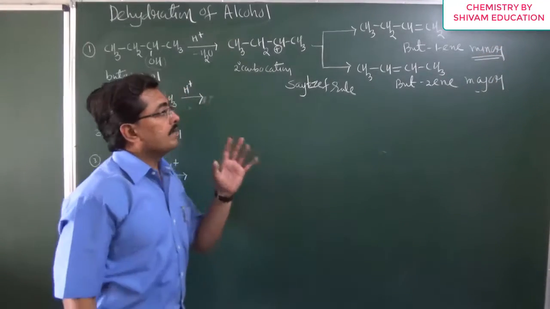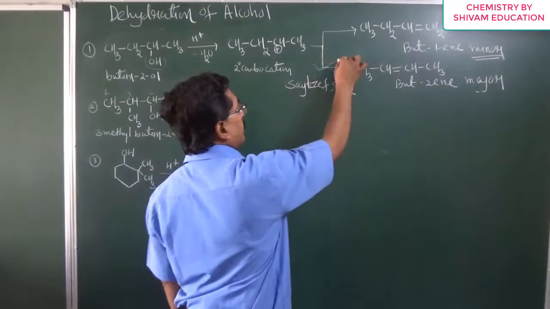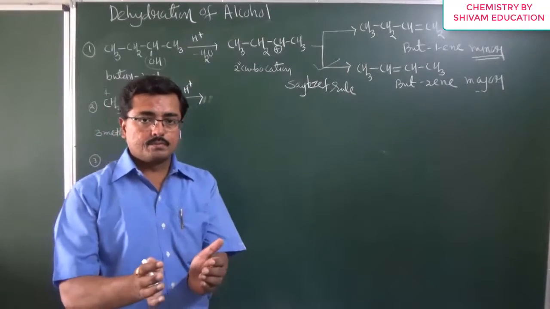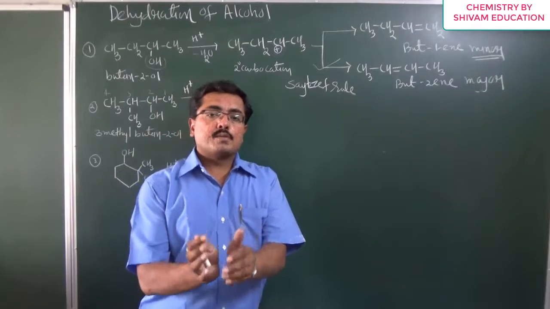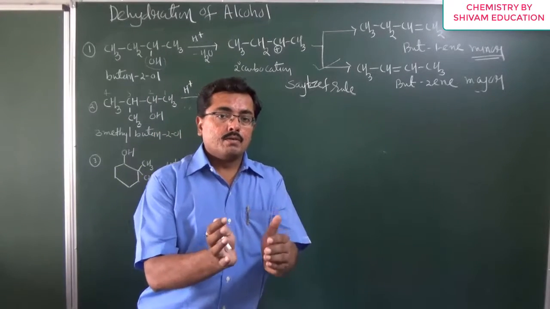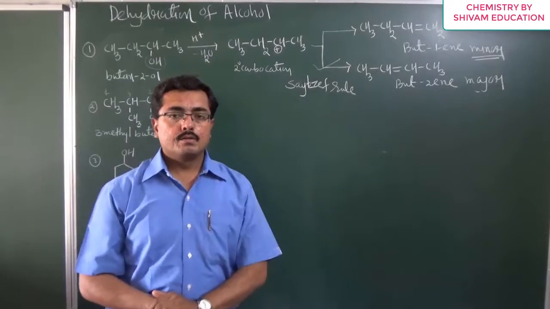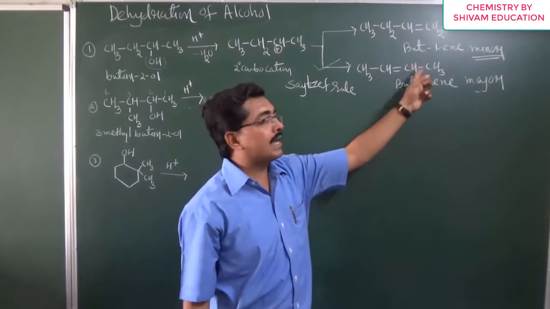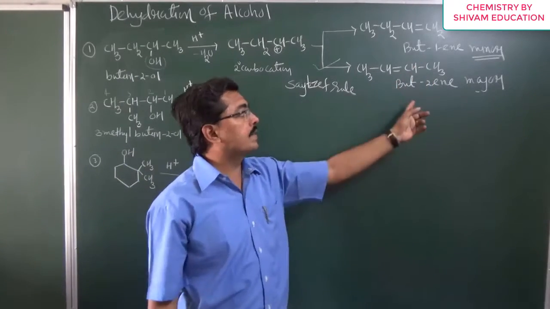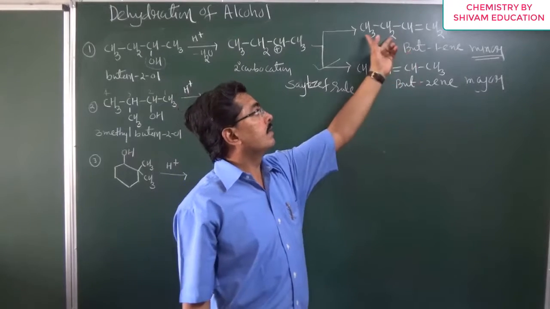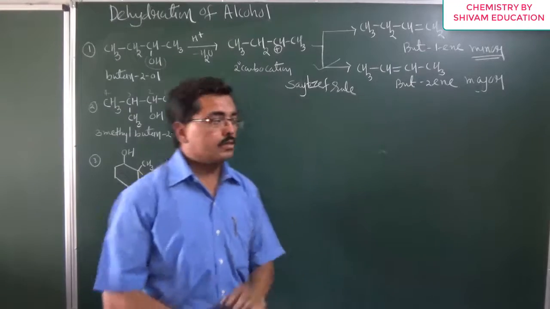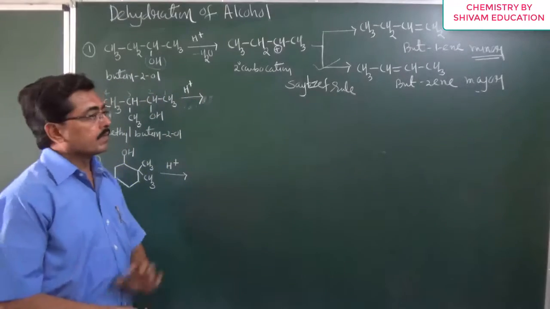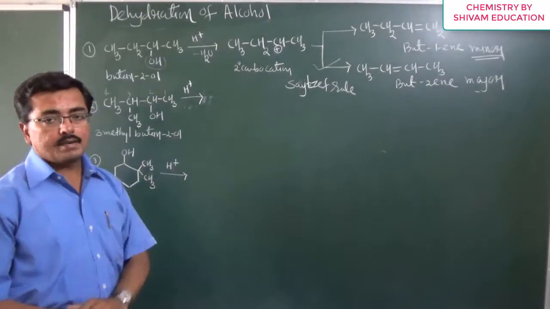So why are we getting but-2-ene as a major product? According to Saytzeff rule, the more substituted alkene will be obtained. So here more substitution on the double bond carbons is present in but-2-ene. Here only one substitution, here more means two alkyl substitutions. So according to Saytzeff rule, we will get but-2-ene as the product.